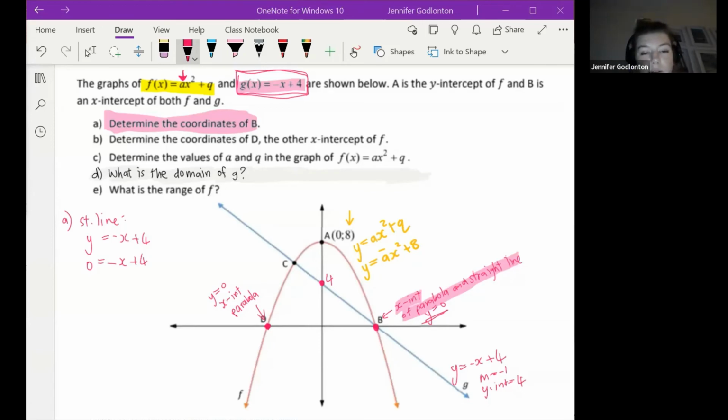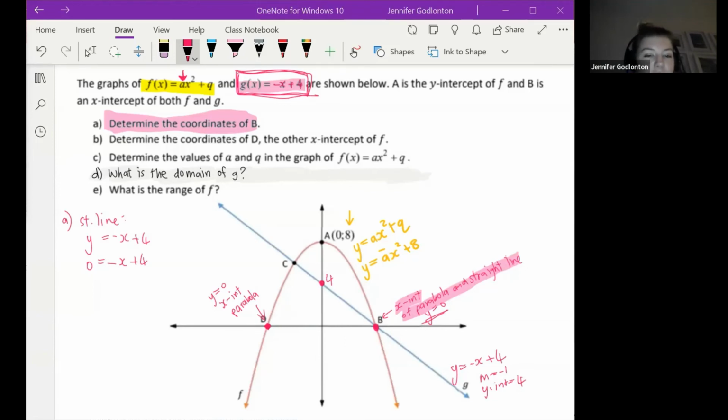Ma'am, where does negative x come from? That's part of my equation, sweetheart. G of x, they told us the equation is negative x plus 4. Oh, I thought it was positive x, ma'am. Sorry. Okay, no problem.